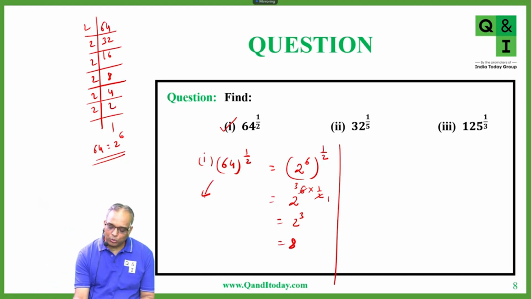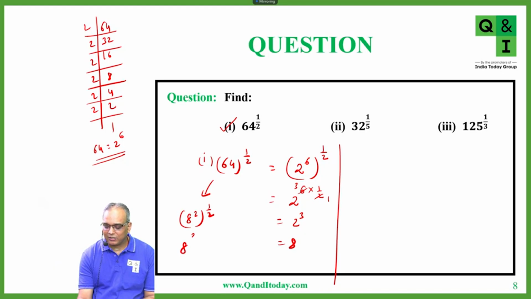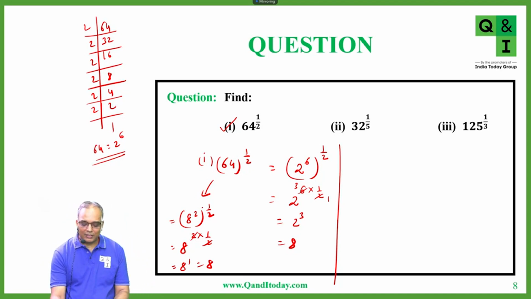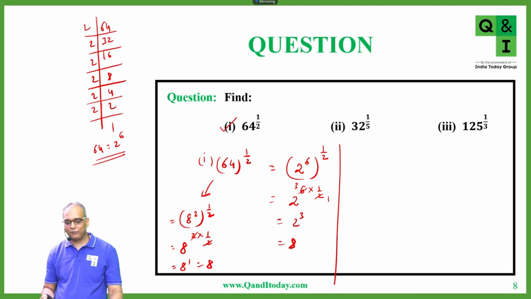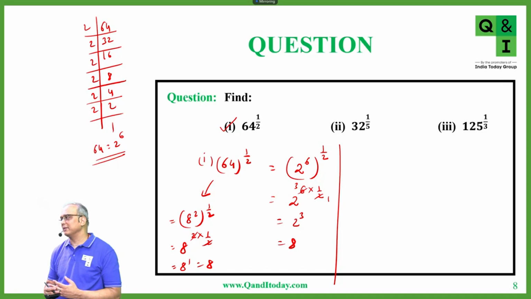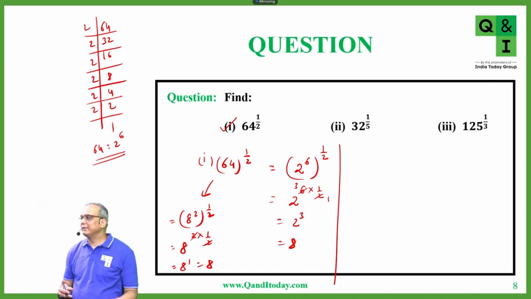You can also do the way you have said, 8 square raised to the power 1 by 2. So here you can write 8 raised to the power 2 into 1 by 2. And that is 8 raised to the power 1, which is equal to 8. So answer will remain the same. But here it is easy. We know 8 square is 64. But if it is a bigger number or some other complicated number, then doing this will not be possible. Is it clear?